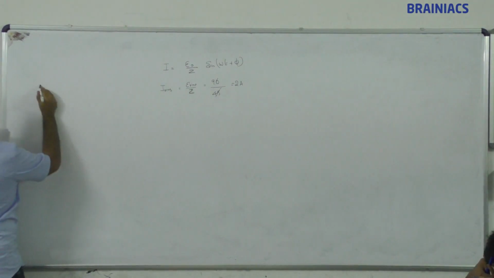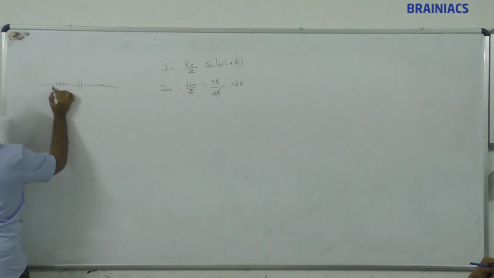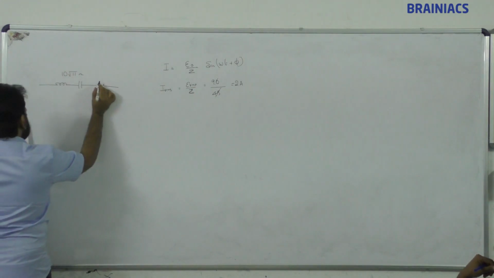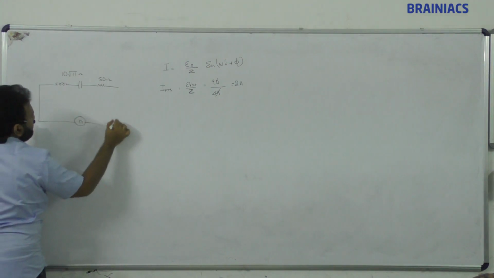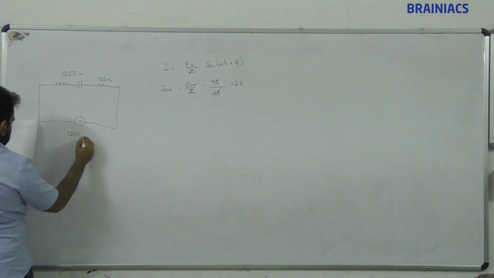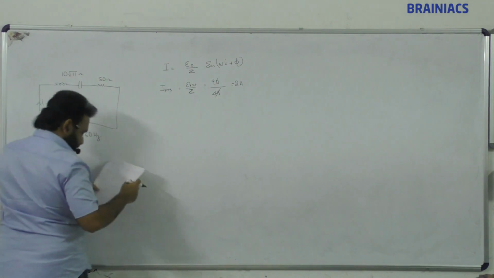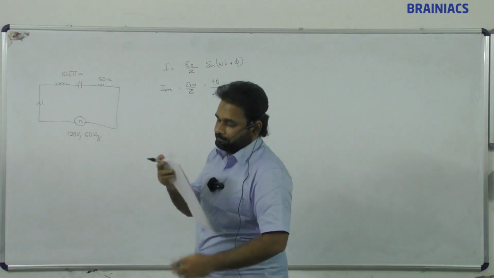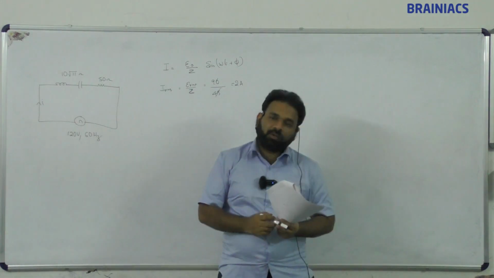So the reactance of this one is 10 root 11 ohm, and the resistance is given as 50 ohm. They are connected like this. The source is a 120 volt 60 hertz supply, and the current is moving like this. So I will calculate the current value through the circuit. Can you tell me? This is an application of whatever we have studied till now.